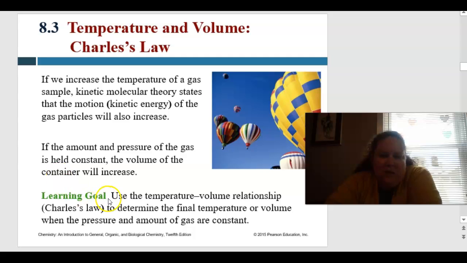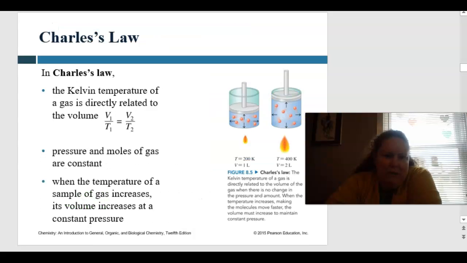So our learning goal for this one is to use the temperature-volume relationship, otherwise known as Charles' law, to determine the final temperature or volume when the pressure and the amount of gas are constant. So here's an example. In Charles' law, the Kelvin temperature of a gas is directly related to the volume. So V1 over T1 equals V2 over T2. Okay? And the pressure and the moles of gas are going to be constant for this equation.